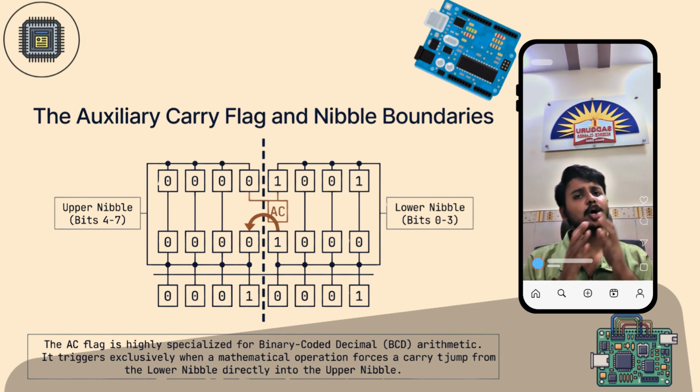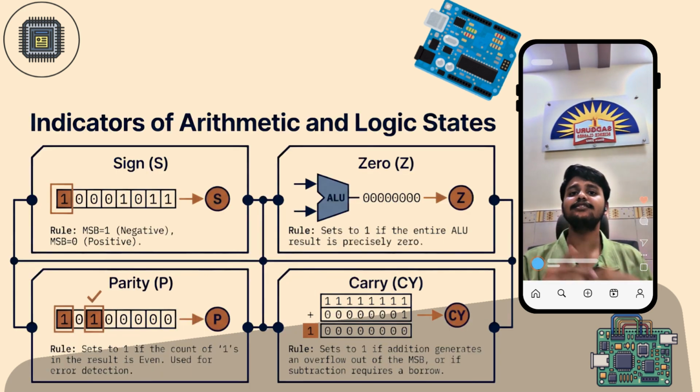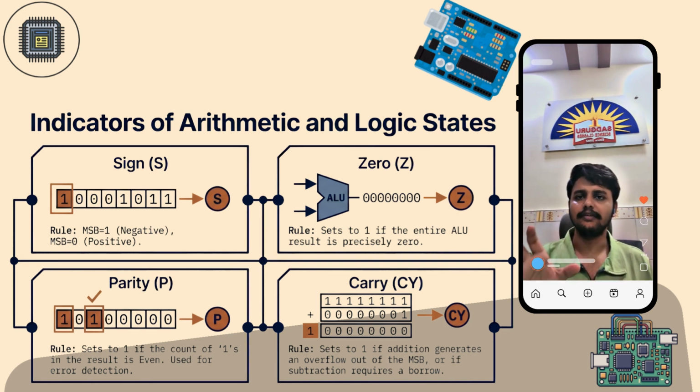The parity flag, or the P flag, indicates whether the number of ones in the result is even or odd. If the number of ones is even, the parity flag is set. If it is odd, the parity flag is reset. This is useful in error detection and data communication.